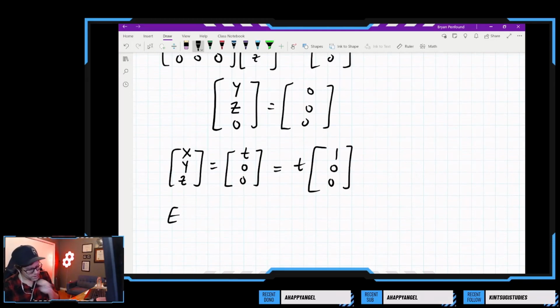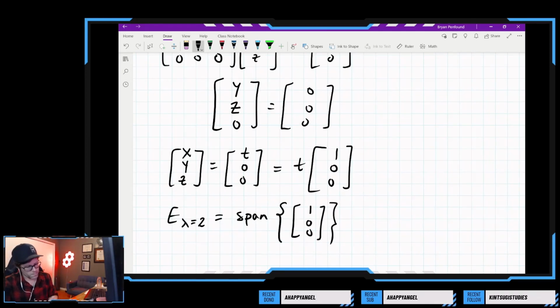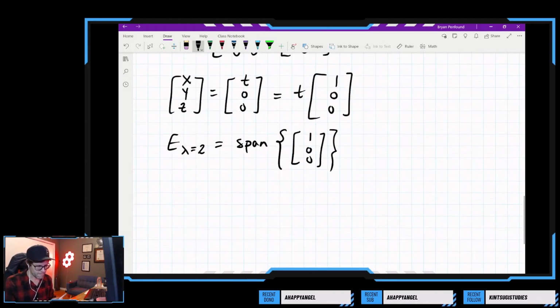Now, I don't know how we write this. So this is an eigenspace. Let's just call it capital E. This is the one corresponding to lambda equals 2. It's going to be the span of this particular vector. Sweet.